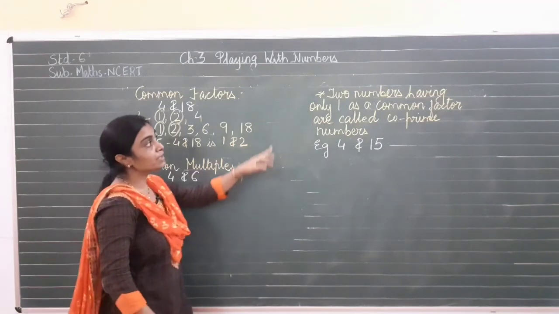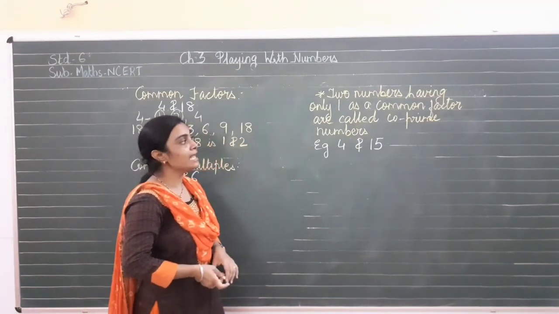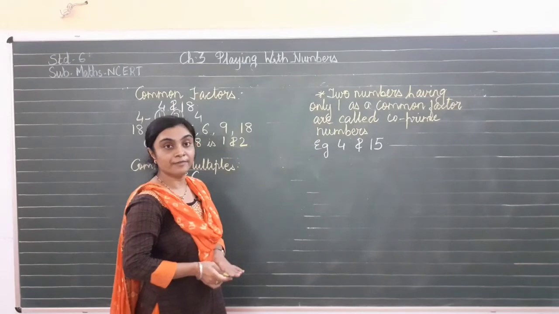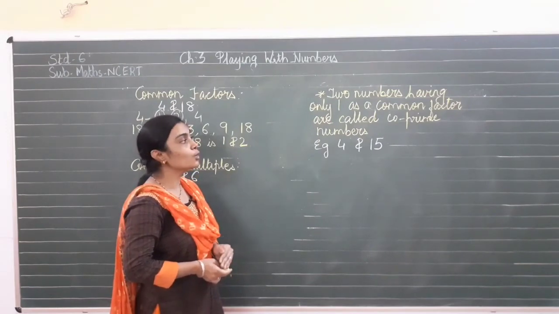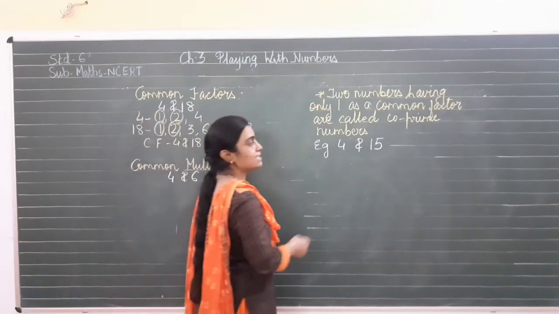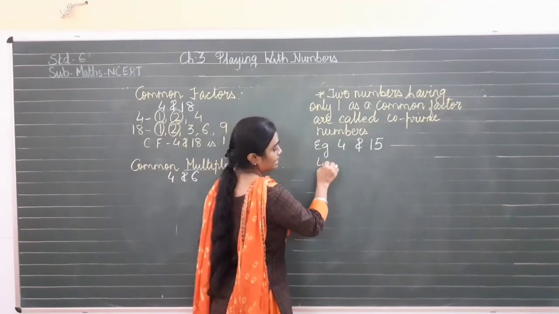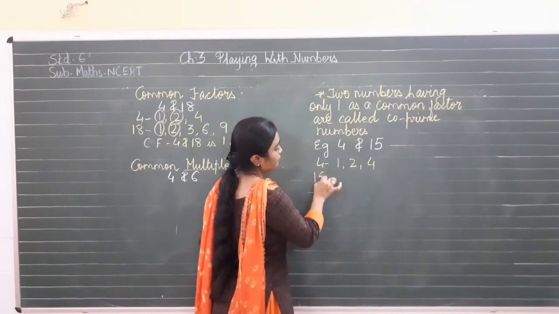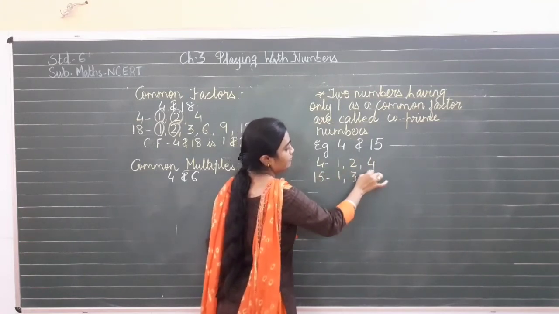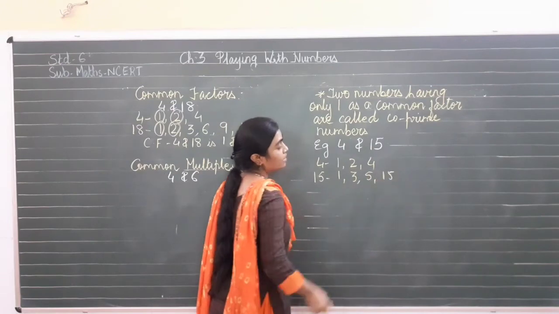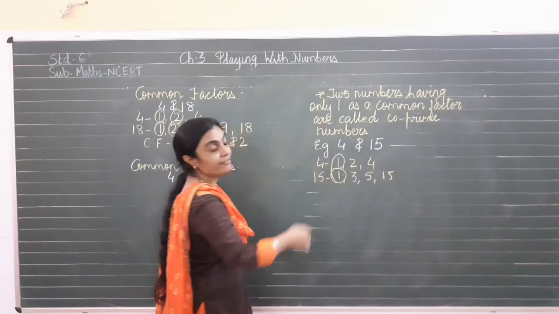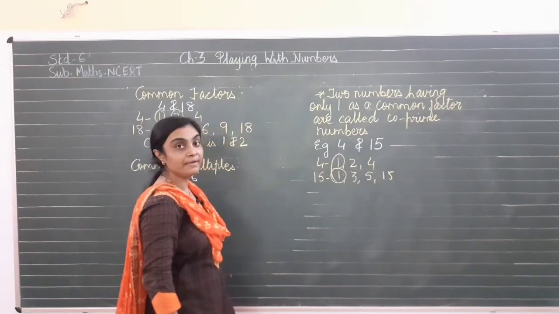Now let us see, two numbers having only 1 as a common factor are called co-prime numbers. That means if there is no common factor other than 1, then those numbers are called co-prime. Let us see one example, 4 and 15. Factors of 4 are 1, 2 and 4. Factors of 15 are 1, 3, 5 and 15. Now the only common factor is 1. So 4 and 15 are called co-prime numbers.